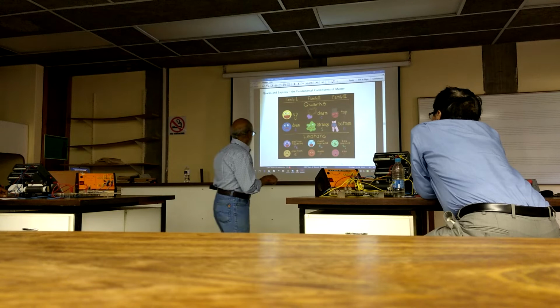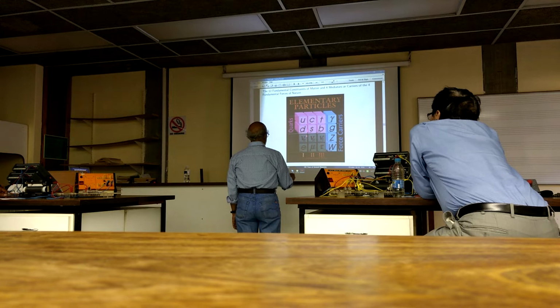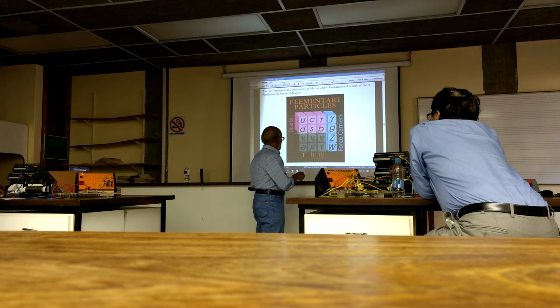And electron, muon, tauon, electronic, muonic, and tauonic neutrino, these are the 12 fundamental constituents of matter. So these are 6 quarks, these are 6 leptons. This is called first generation, second generation, and third generation. And these 4 are the force carriers. Photon is only one kind of photon. Gluons are 8 kinds of gluons.